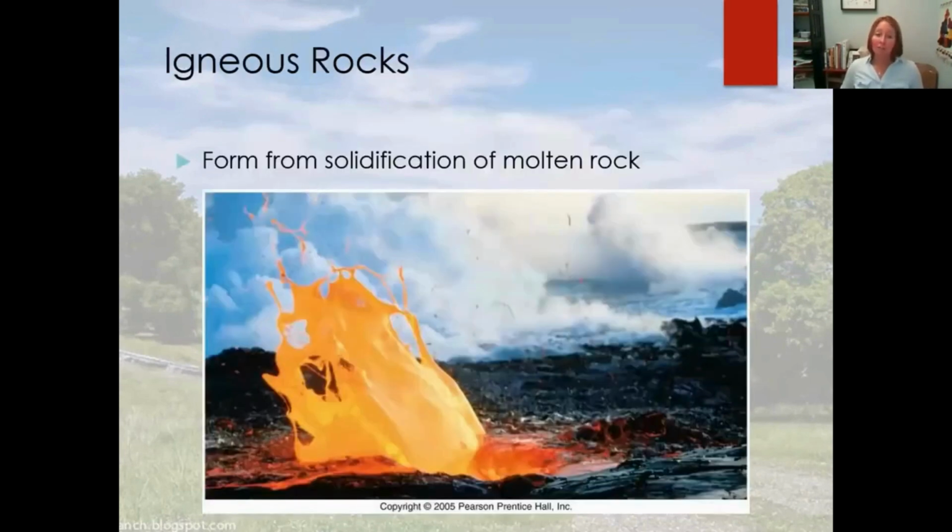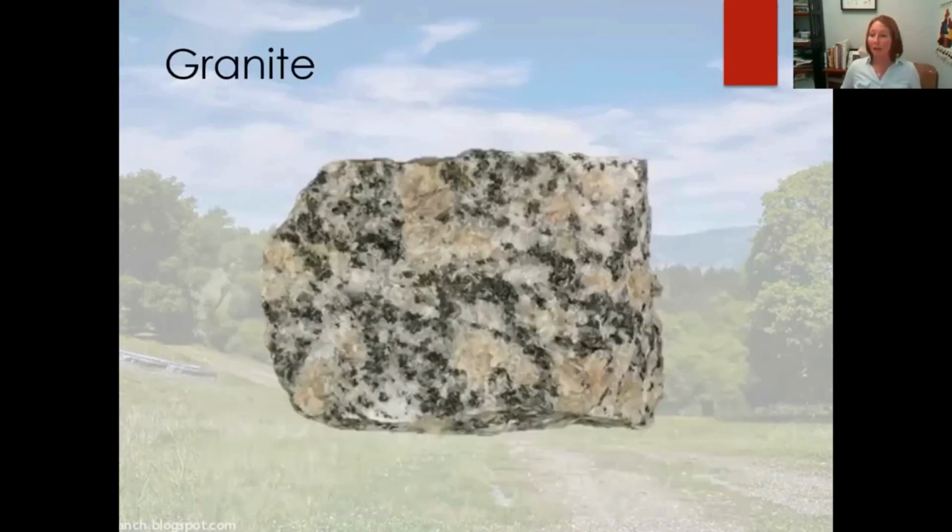All igneous rocks have in common that they form from solidification of molten rock. This can happen at the surface of the earth, like we're seeing in the picture, or beneath the surface. And we tend to get rocks like granite, which is a rock that cooled inside a magma chamber, so within the crust, which is why we can see the grains that make up a granite. It had a long cooling process, and the longer it takes to cool, the bigger the grains can grow.